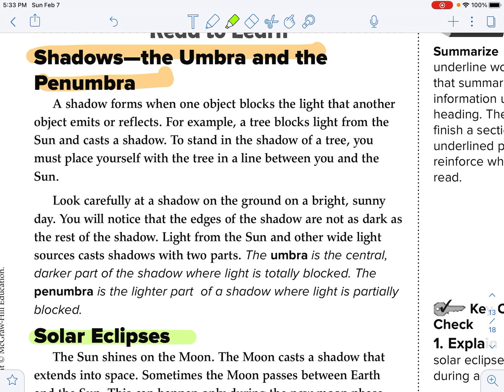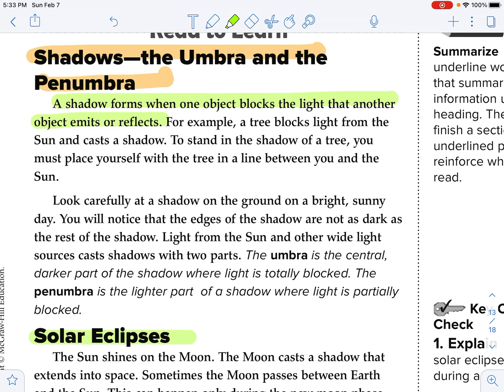A shadow forms when one object blocks the light that another object emits or reflects. So we've seen shadows before, okay? For example, a tree blocks light from the sun and casts a shadow. To stand in the shadow of a tree, you must place yourself with the tree in a line between you and the sun.